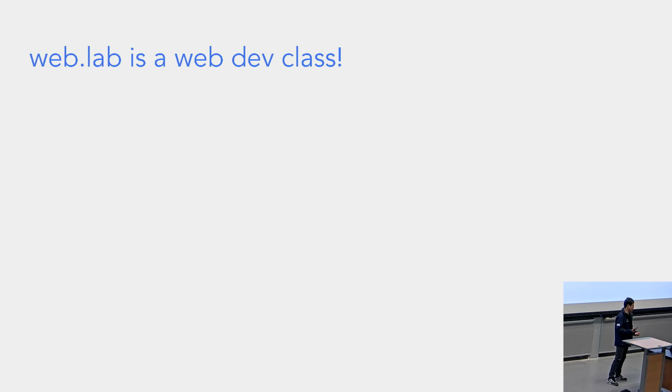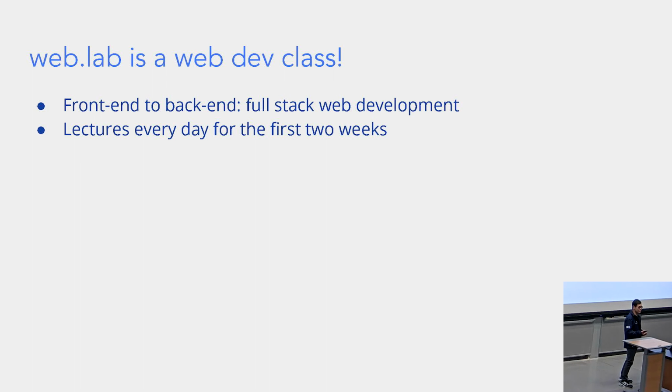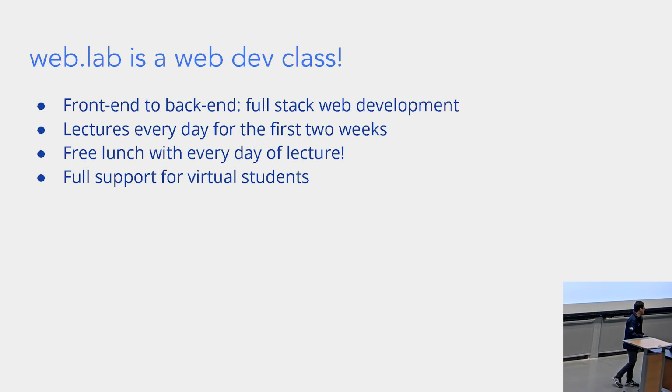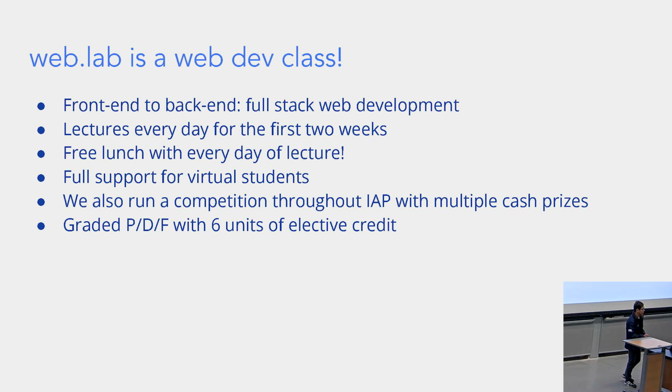So web.lab fundamentally is a web dev class taught at MIT. We teach people front-end to back-end, full stack development. We have lectures every day for the first 2 weeks of IP. We have free lunch with every day of lecture. I'm sure the people who attended lecture this year can attest that lunch is good. We have full support for virtual students. And we also run a competition throughout IP with multiple cash prizes. Finally, we are graded PDF with 6 units of elective credit. So if you take web.lab, you can actually get EECS credit.